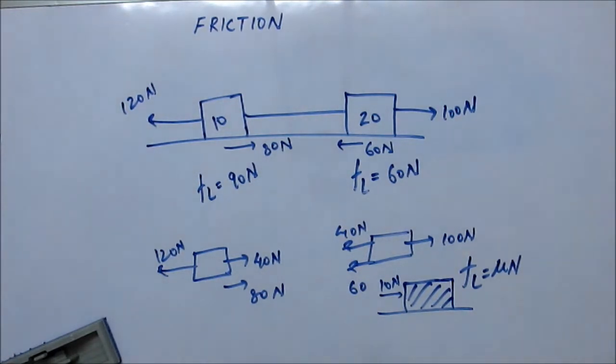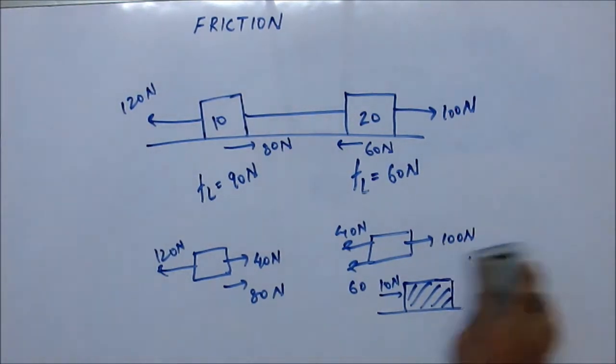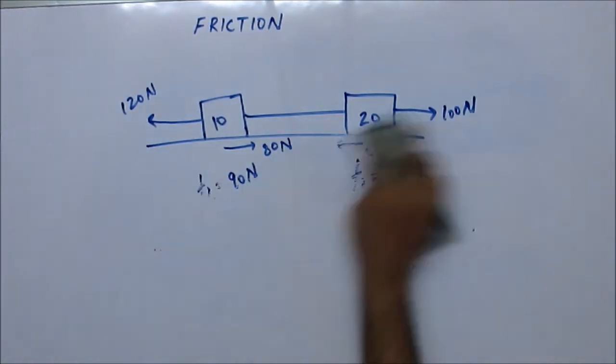And in the cases we discussed before, in all the cases the body was at the verge of movement. That means the maximum force will be acting. Otherwise, a lesser value of friction will be there. Okay, you know that, don't you?